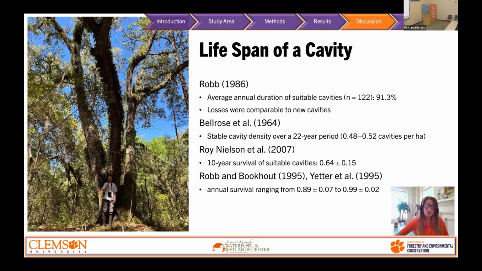Belrose et al. also collected data in that same study area as Rob, except he looked at it over a 22-year period and found that suitable cavity occurrence was stable over those 22 years. Roy Nielsen et al. found the 10-year survival of suitable cavities was about 0.64. And between Robin Bookout and Yetter et al., annual survival ranged from about 0.89 to 0.99. The long lifespan of cavities only reinforces the practicality of conducting surveys, really despite the challenges.